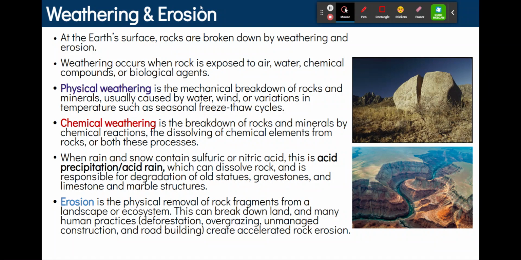Okay, now we have weathering and erosion. At the Earth's surface, rocks are broken down by weathering and erosion. Weathering occurs when rock is exposed to air, water, chemical compounds, or biological agents. Physical weathering is the mechanical breakdown of rocks and minerals, usually caused by water, wind, or variations in temperature, such as seasonal freeze-thaw cycles.